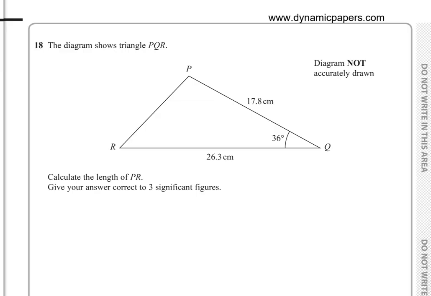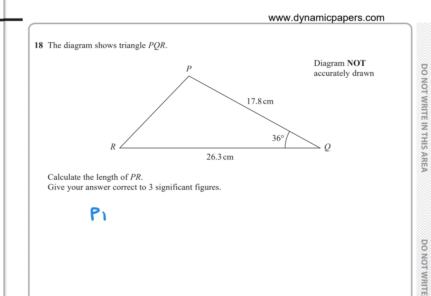Number 18, the diagram shows a triangle PQR. Calculate the length of PR. Give your answer correct to 3 significant figures. In this triangle, we have 2 sides and the included angle, so we can find PR using the cosine rule.